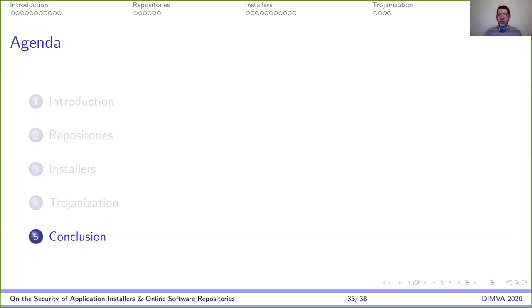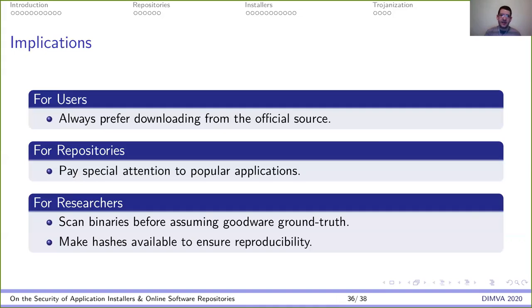And well, going to the conclusions, there are some implications of the findings that I have presented that I would like to discuss. So for the users, the best measure to be protected is to download the software from the official source, like for instance from the developer website, if they are aware of it. I know this is old, but gold, right?